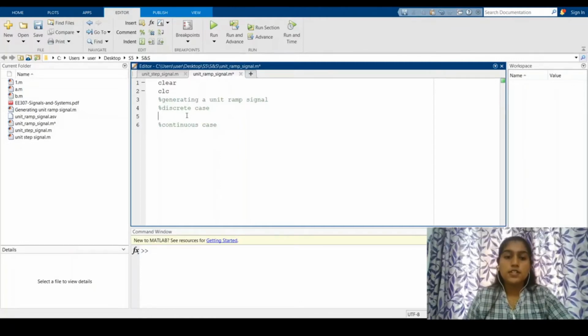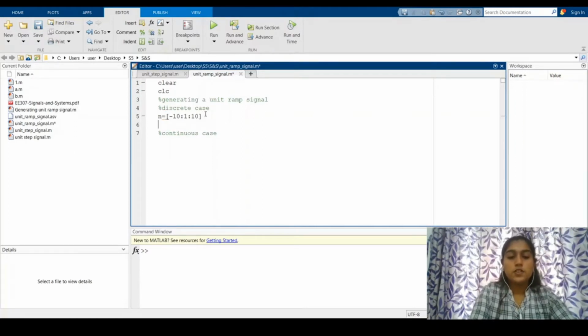So for the discrete case, first of all, we can just assign values of n. So let it be from minus 10 to 10 with a spacing of 1. So here the n values will range from minus 10, minus 9, minus 8, etc. up to 8, 9, 10. So that's with the values of n.